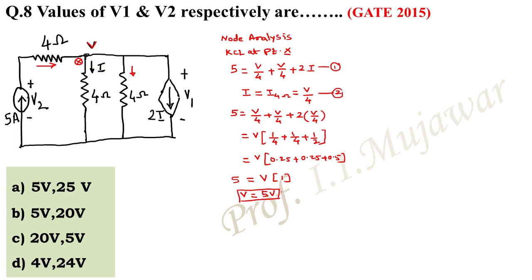Now if you look at the question, it asks how much is V1. V1 is the potential at this point with respect to ground, and at this point the potential we have assumed is V itself. That means V1 is nothing but V, and from the calculation that is equal to 5 volt. So this is one answer.